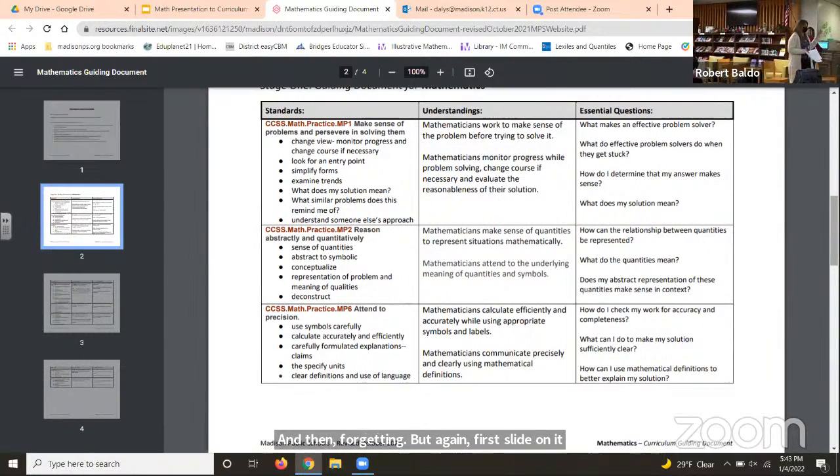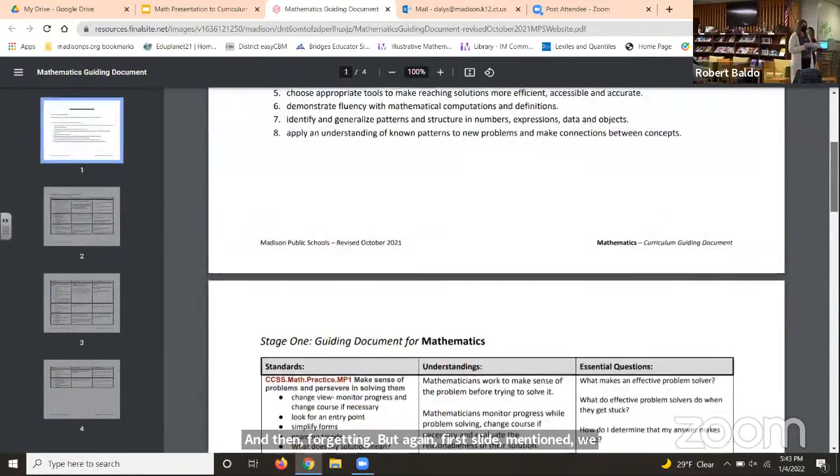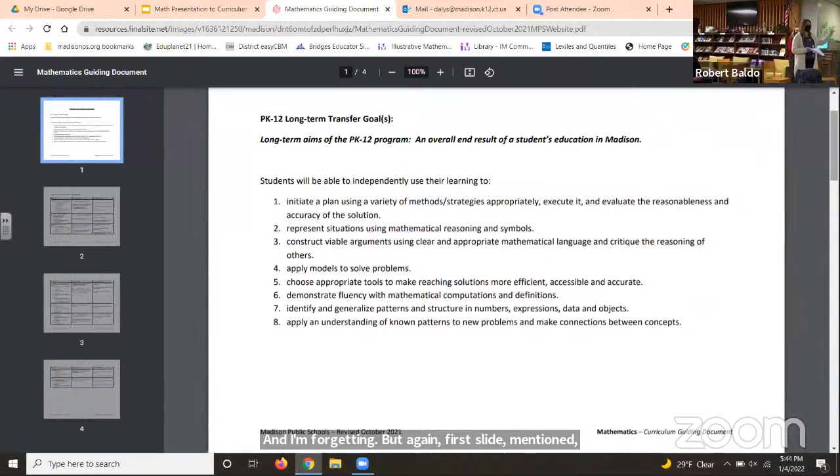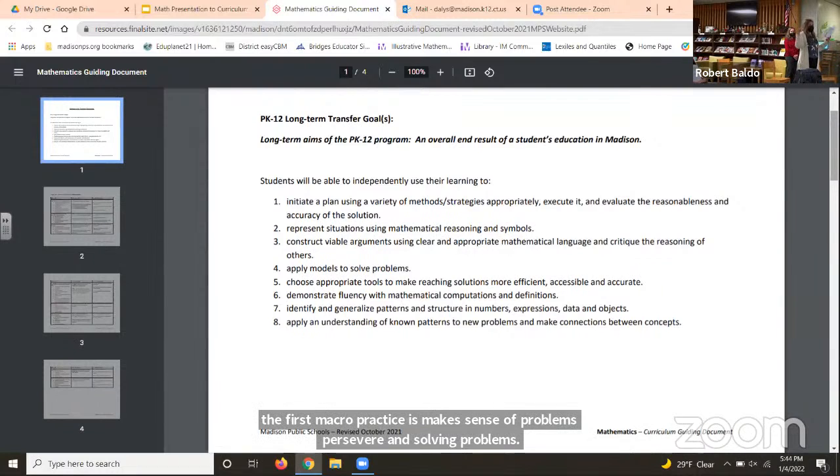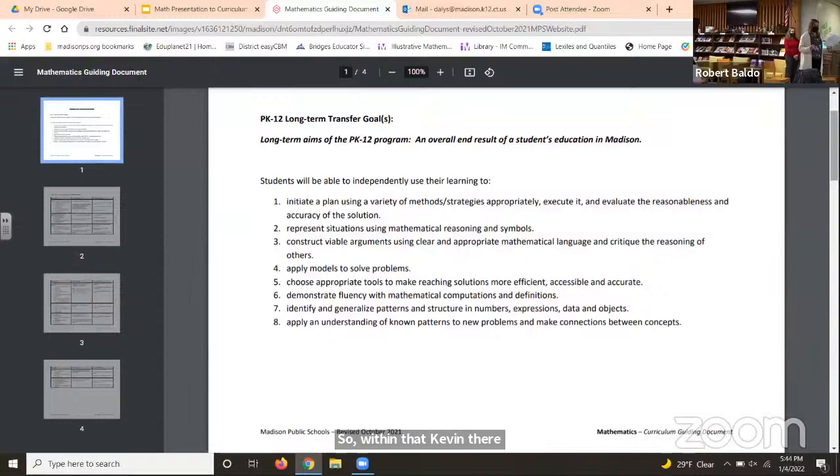So as Gail mentioned, we used these national math practices to help us guide our transfer goals. And what the math practices are, so the first math practice is make sense of problems and persevere in solving problems. So within that heading, there's a very lengthy description that tells us what that encompasses. So as a K-12 team, and these math practices are K-12 practices, which is really, really nice.